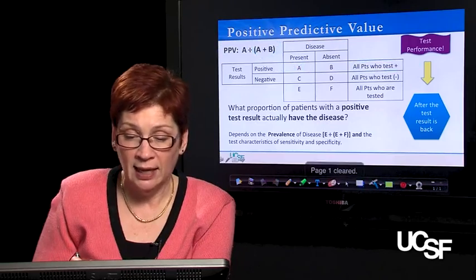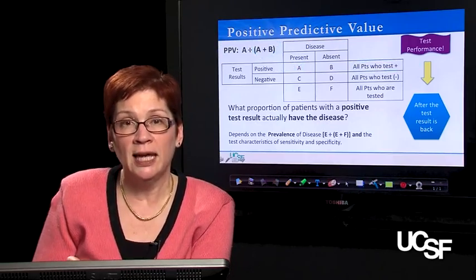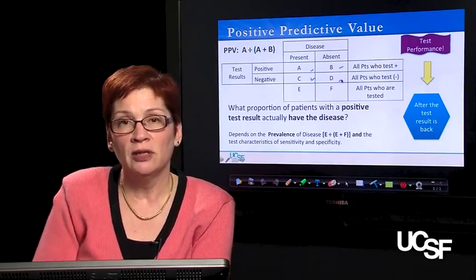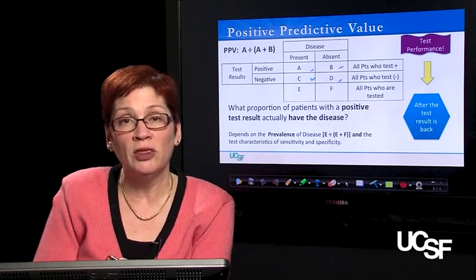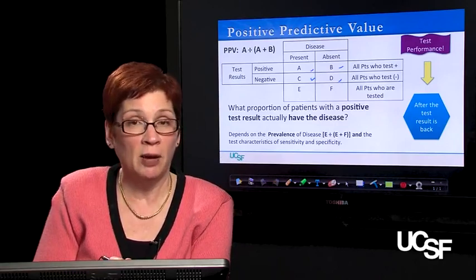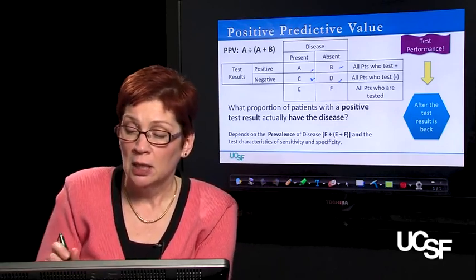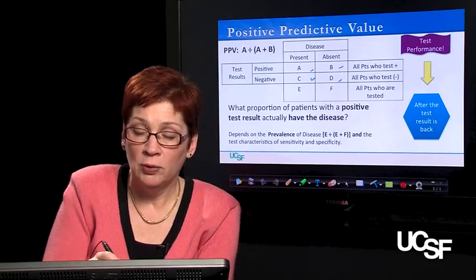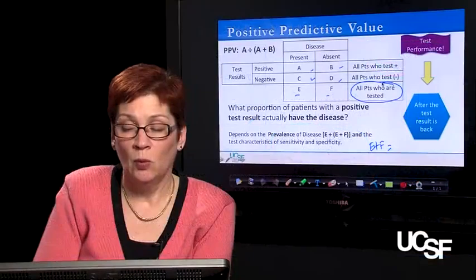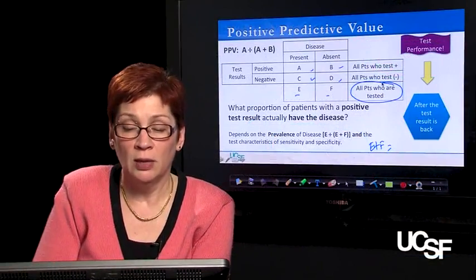Now, how do we get at that? Well, interestingly, in order to get at that, we have to fill in numbers on all of these quadrants. In order to fill them in accurately, we need to know what the prevalence of the disease in our test population is to get started. So we've added a row here. You see E and F as new letters, and E plus F equals all patients who were tested, whether they tested positively or negatively.